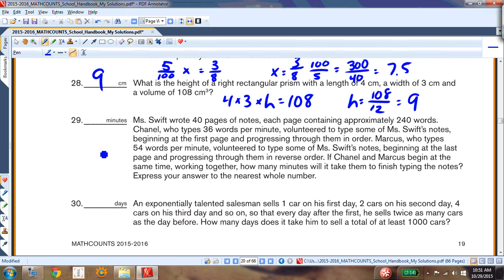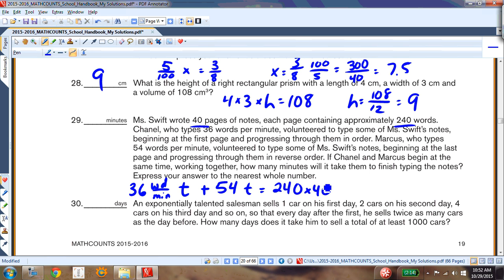All right, Miss Swift wrote 40 pages of notes, each containing 240 words, and then I have these two typists that can type at different rates. If the two typists working together begin typing the notes, how long will it take them to finish it? Well, the first typist can go at 36 words per minute. And to find out the total number of words that she can type, we just multiply that times the number of minutes. The second typist can do 54 words per minute. We multiply that times t to get the total number of words. And then the total number of words that they need to type is 240, that's the number of words on each page times the number of pages.